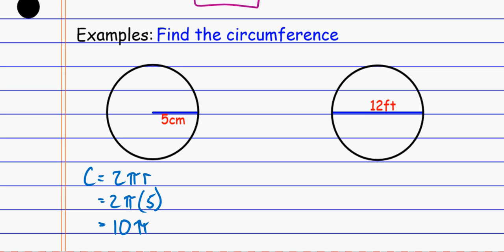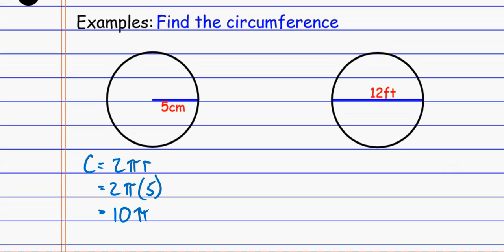And so 10 pi is a way that sometimes you'll see the circumference expressed when we're talking about exact values of the circumference. But for our purposes this time, I want to plug this in and round it off. So if you use 3.14 on your calculator to round off pi, you're going to get 31.4, and that's centimeters. If you use the actual pi button on your calculator, you'll get 31.4159, something like that, which also rounds to 31.4 if we're doing one decimal place.